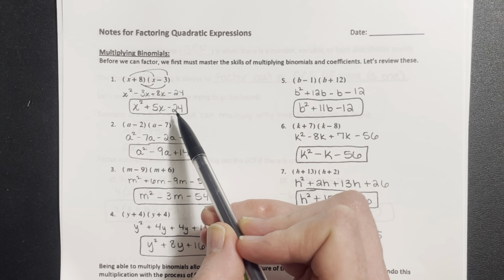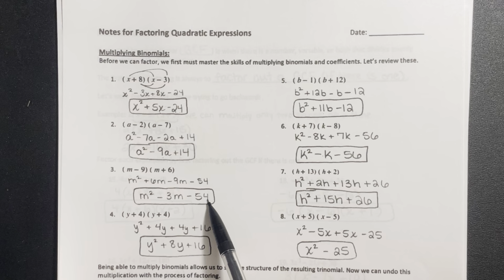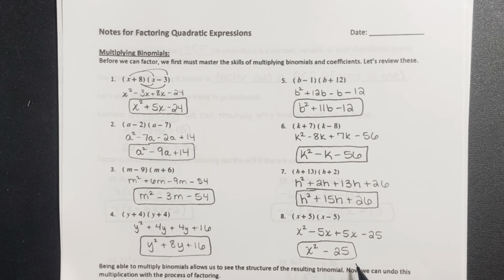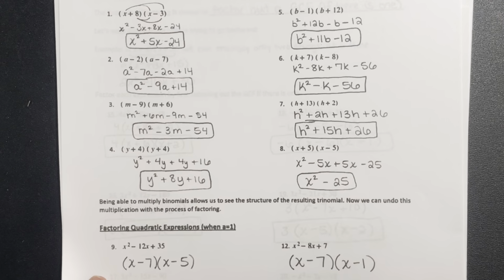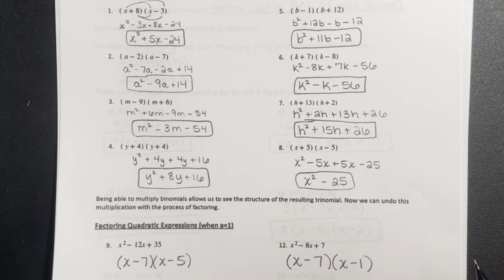That last term, that's negative 24 or positive 14, minus 54, all of these have a constant term that did not include a variable. Knowing where these expressions come from is helpful when we're trying to undo that process with factoring. So being able to multiply binomials allows us to see the structure of the resulting trinomial, and so we're going to undo this with the process of factoring.